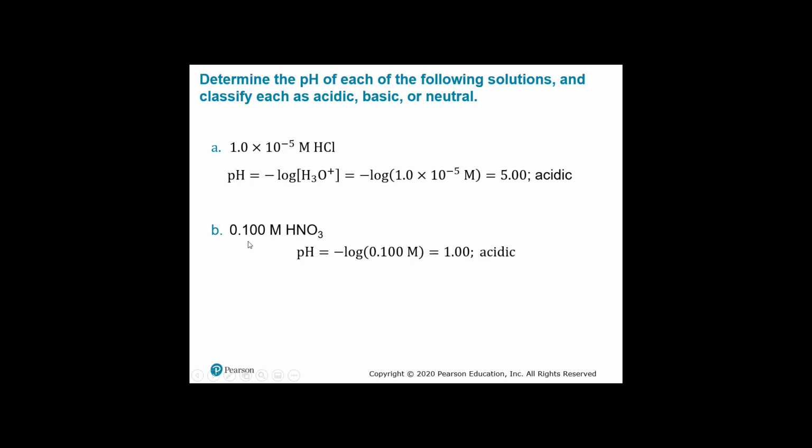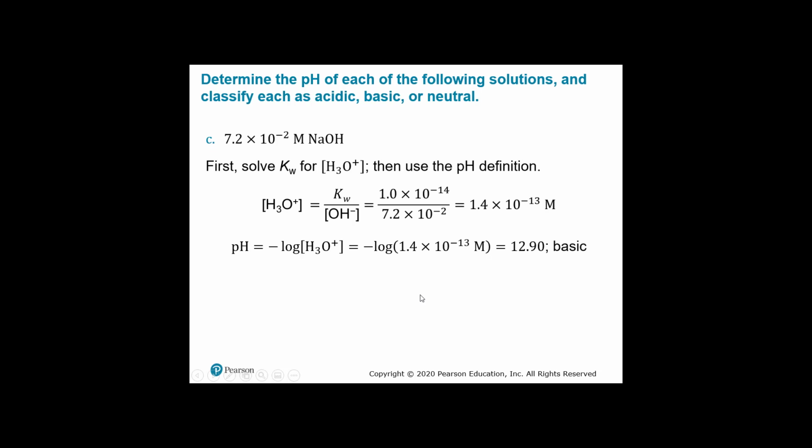Now we have 0.100 molar of nitric acid. We plug that in. It gives us a pH of 1.00, and this is one that I don't understand where this one came with the 2 sig figs here. I'll be honest, I can't figure out why this has 2 sig figs, but it's got 3 sig figs here, and it's acidic. So this one's throwing me off. I'm not sure.